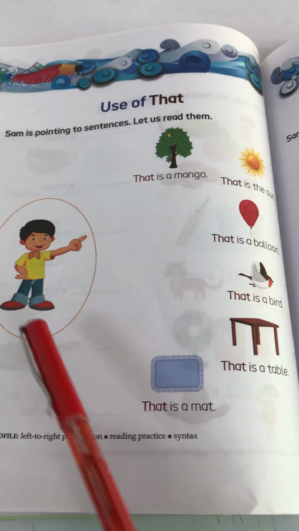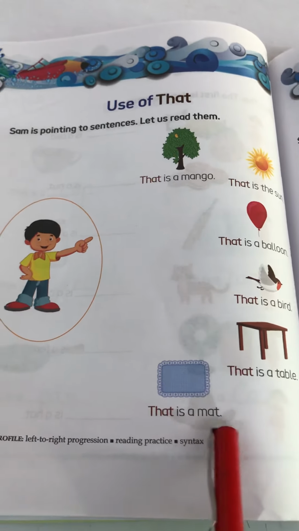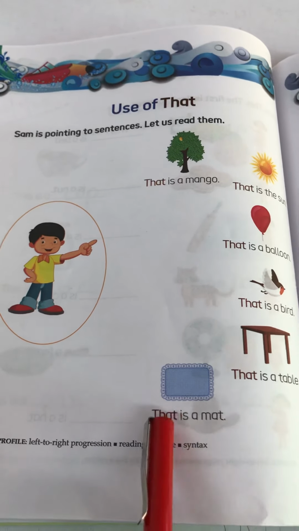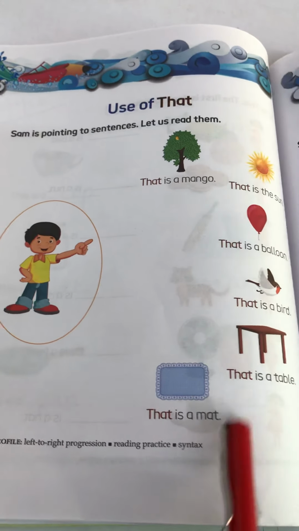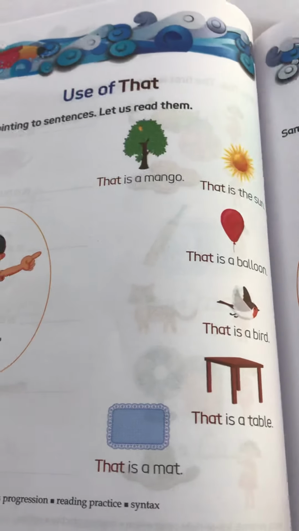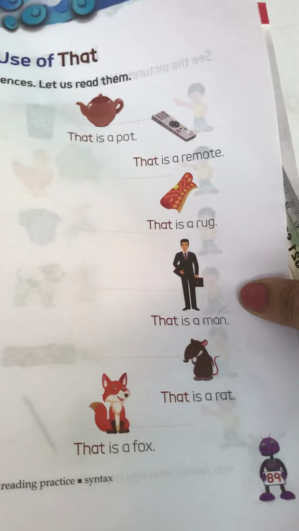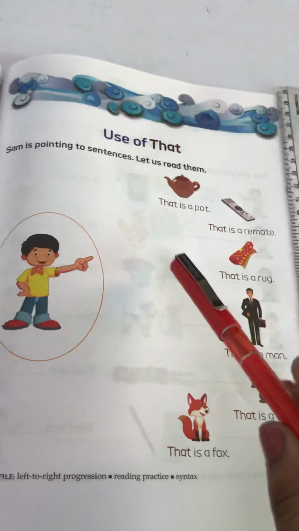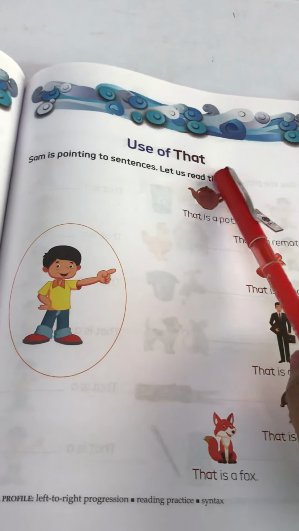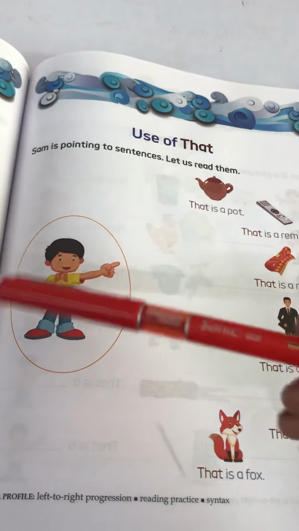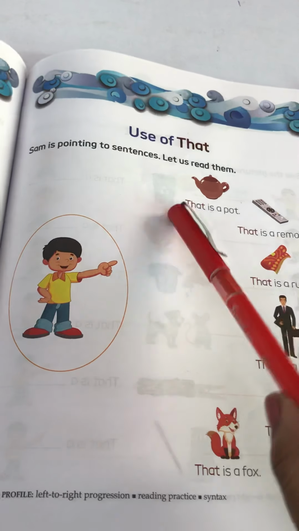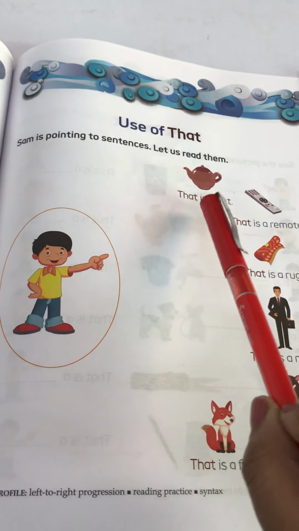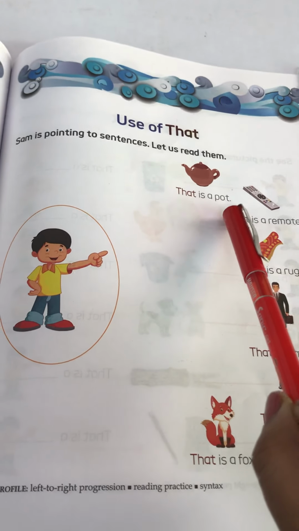Similarly, mat. Mat is far from Sam. Sam is pointing towards a mat, and what is the sentence? That is a mat. Now on your page number 89, there are some more sentences. Now this is a pot. The pot is far from Sam, so what should we use? That. And what will be our sentence? That is a pot.